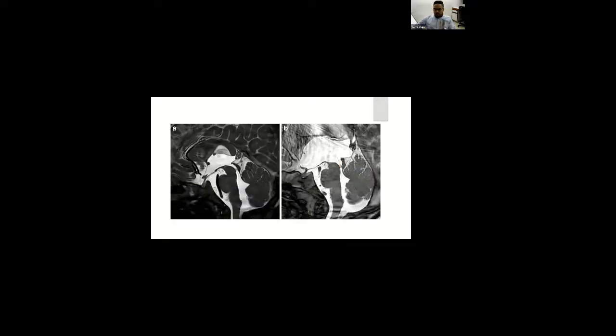So this is another patient. In figure A is the healthy patient, and B is the patient which is showing a thin membrane at the level of the aqueduct, which is a case of aqueductal web.